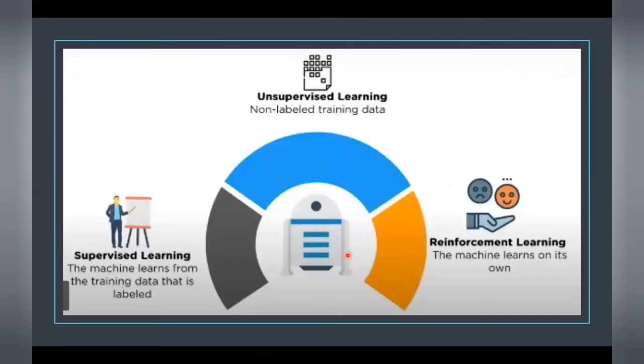So what are the different types of machine learning? It has supervised learning, unsupervised learning, and reinforced learning. This is the new one which is coming.